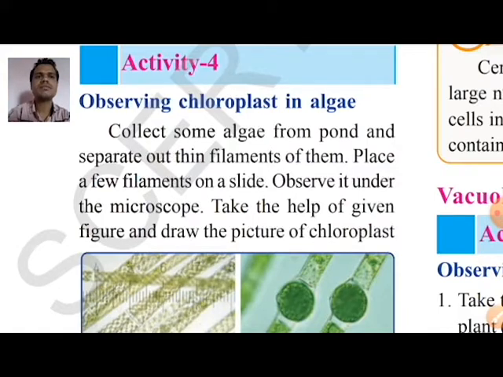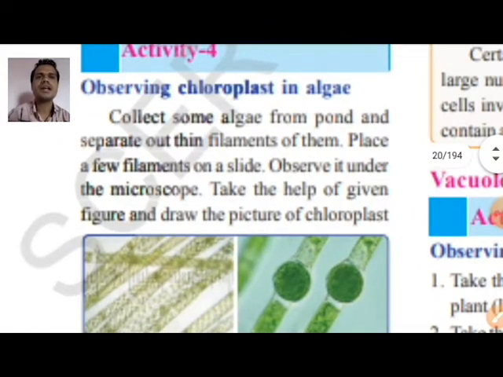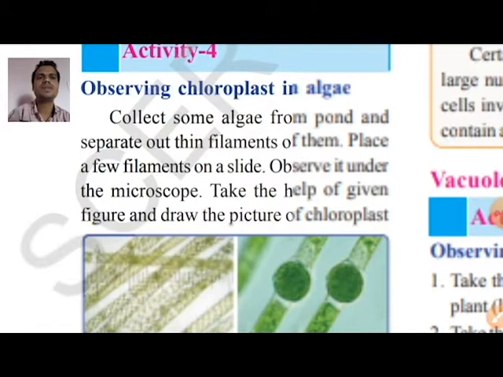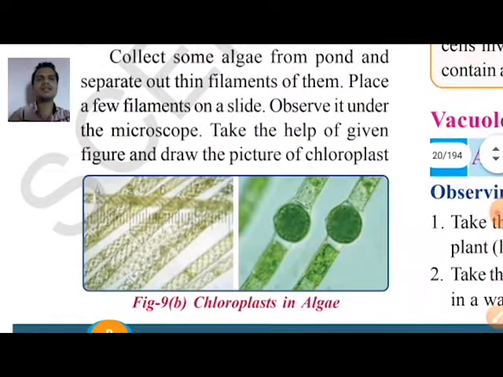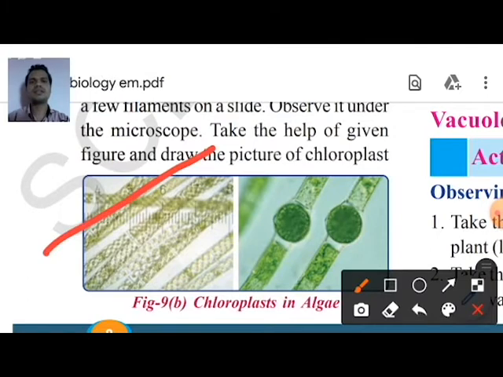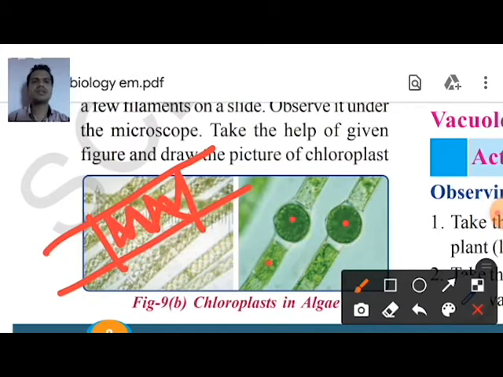Now collect some algae from the pond or lake and separate out some thin filament-like structures from them. Place it on the slide and observe through the microscope. Now you can also draw pictures and take the help of these pictures. Here if you see the left one, you can see some strand-like structures. Okay, some zigzag structures are available here, and here also you can see some greenish structures.